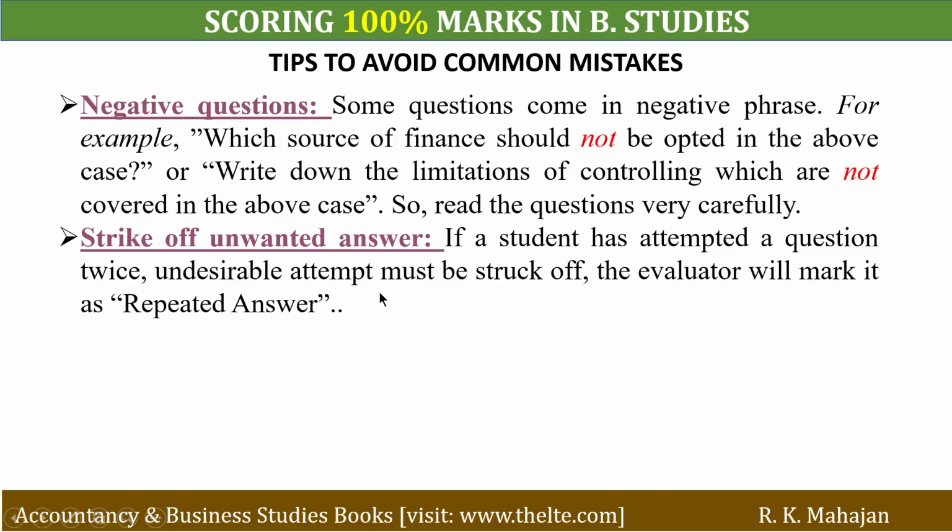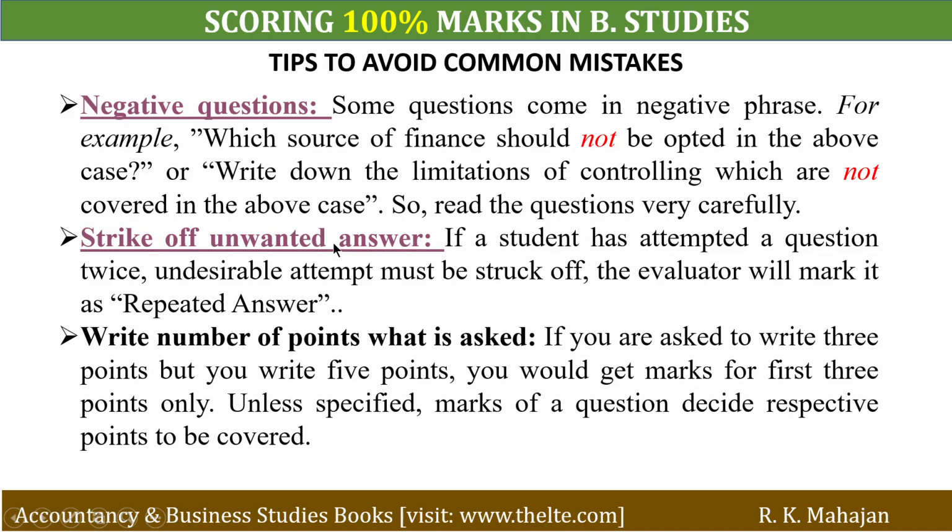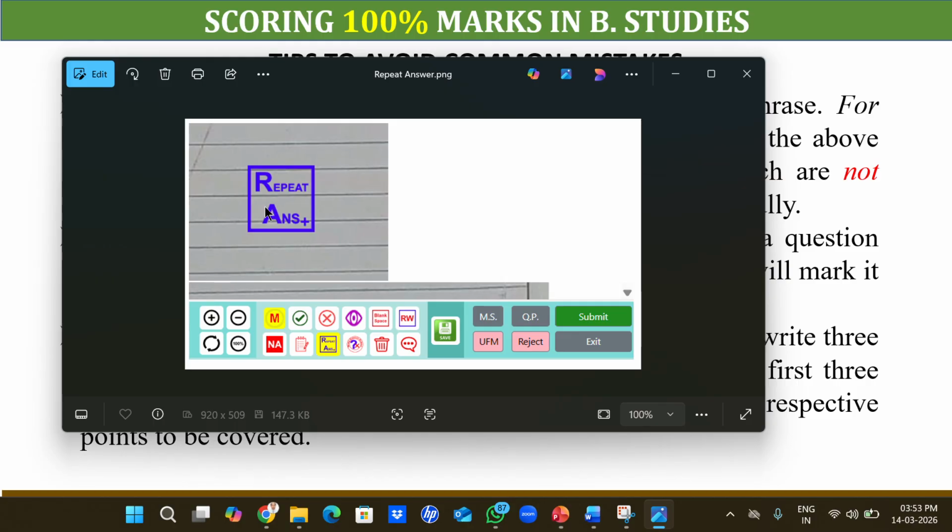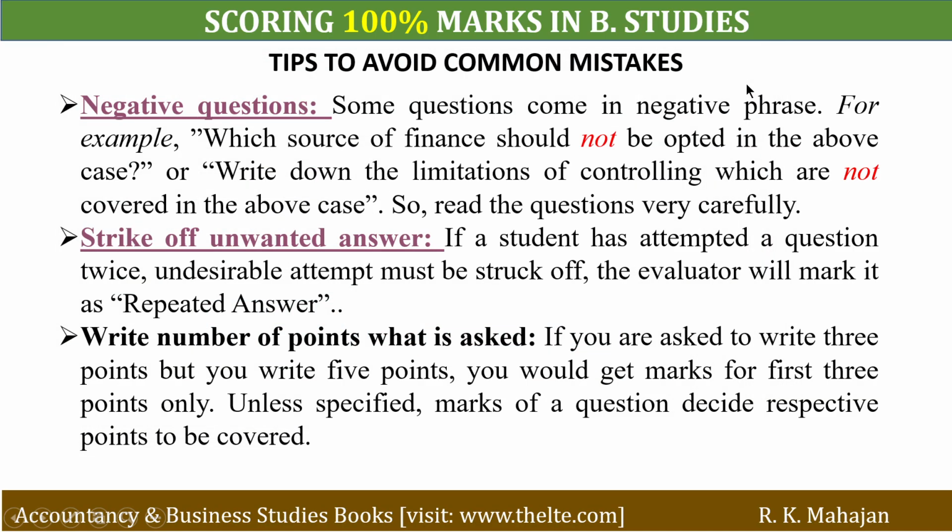Strike off the unwanted answer. If you have attempted any question twice, then write off the first part, that is the unwanted answer. Otherwise, in the on-screen marking, the evaluator will mark a repeat answer on your answer sheet. Then you will get no marks for it, and this will be a wastage of time.